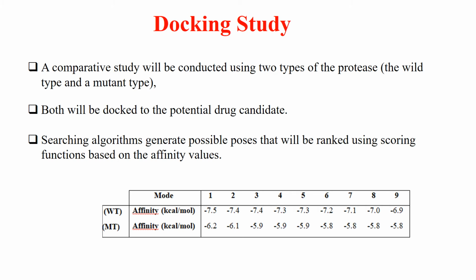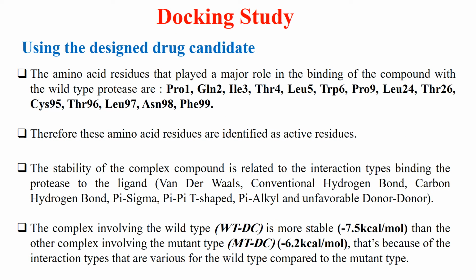For the complex compound incorporating the wild type, the affinity value is lower than the affinity value of the mutant type. Why? We'll see the answer in the upcoming slides. As the molecular docking results show, the complex compound involving the wild type is more stable than the other complex involving the mutant type. We can explain this by the interaction types, which are more various for the wild type as compared to the mutant type.